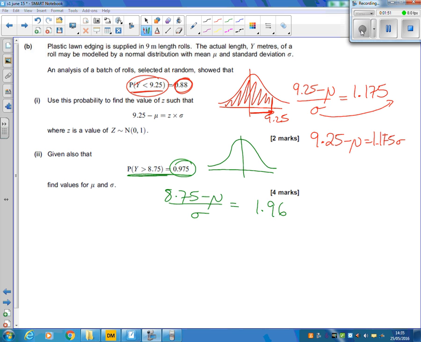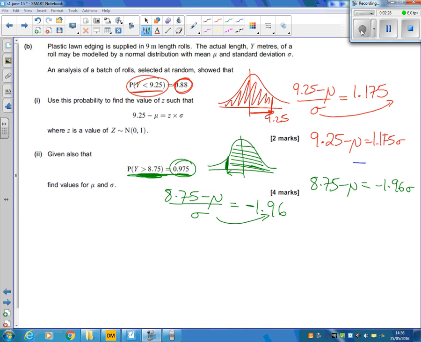But which way? This says that 97% of the thing is bigger than this value. So we're down here. Here's 97% of the data being bigger than that value here. We are below the mean. We are 1.96 standard deviations below the mean. You need that minus sign there for the rest of this to work. Well, now I'm doing the same thing again, just multiplying the standard deviation up here. I've got some simultaneous equations to solve here.